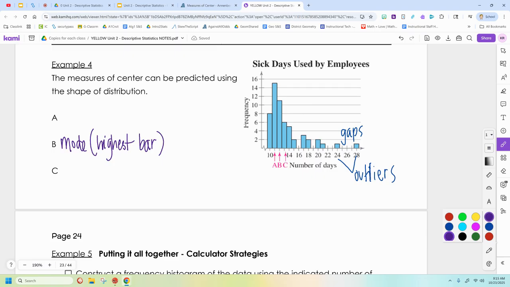So where is the mean going to be? Is the mean going to be at A, or is the mean going to be at C? I have gaps and outliers. If there's a 53-year-old woman in the room, what did I do to the age of the room? Our average age went up, right? So which one of those is going to be the mean, C or A? C. So C is going to be the mean because the outliers raise, or affect, the average.